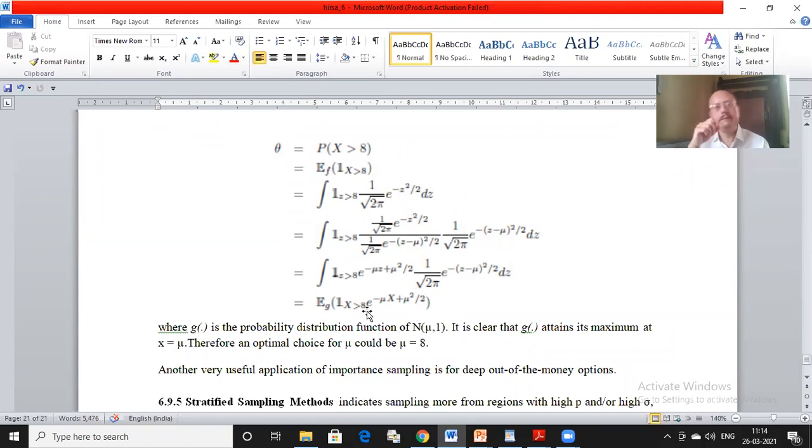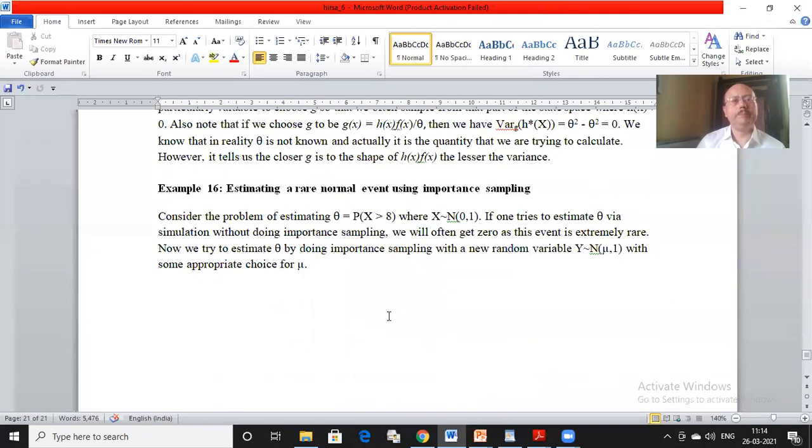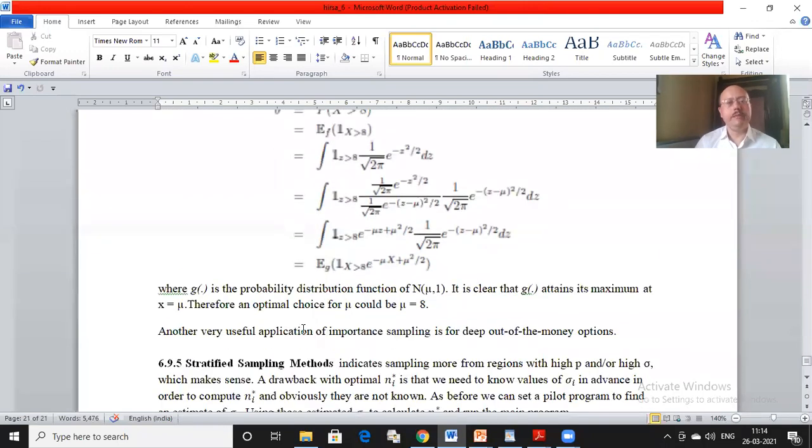And as I already mentioned, if you understand this example, then you can also see that this would be very useful in case of these deep out of the money options also. Because deep out of the money options are exactly this kind of situations where I am so far below the strike price that achieving anything above the strike price has become very rare. So if I use a direct simulation technique, I will not get samples. So this kind of an important sampling strategy would be very useful for deep out of the money options.